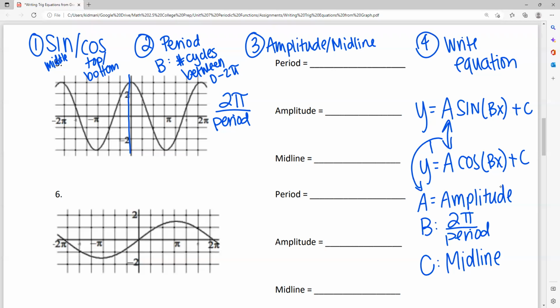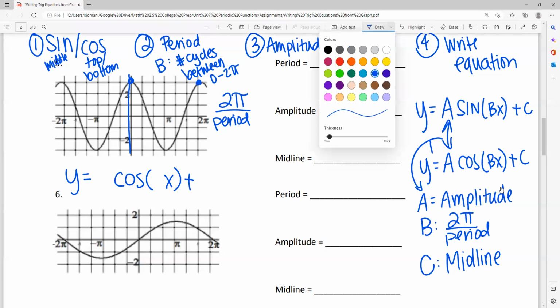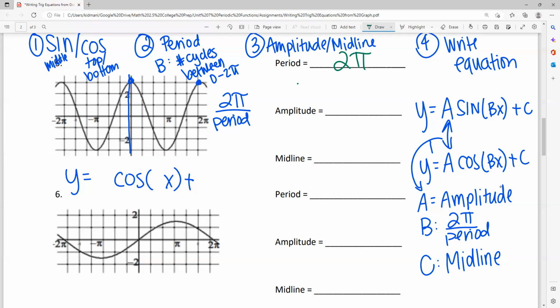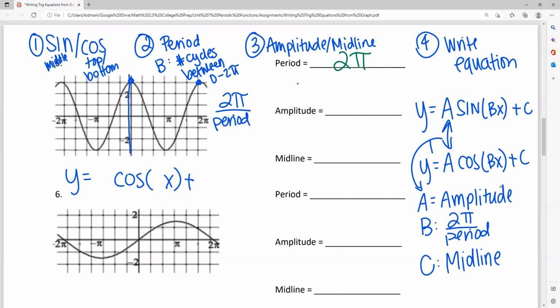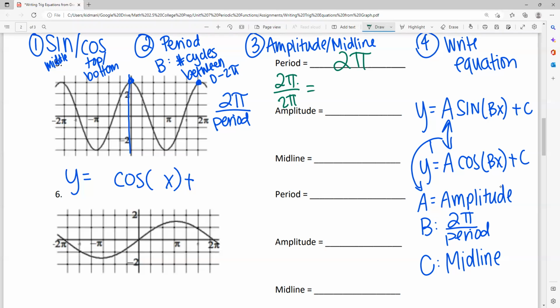This one is going to be a sine or a cosine graph. Well, it's going to be a cosine graph because it crosses at the top. So we know we're going to have y equals something cosine of something x plus or minus something. Now let's fill in the pieces. Period is how long the pattern lasts, so we want to look from the top to the top. It looks like it lasts 2 pi. After we find our period, we want to figure out what B is. So I'm going to do 2 pi divided by the period, which is 2 pi. So B is going to be 1.